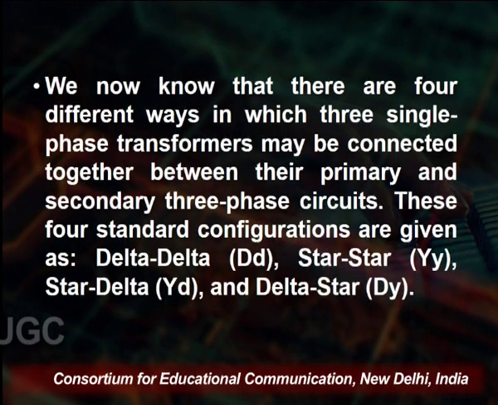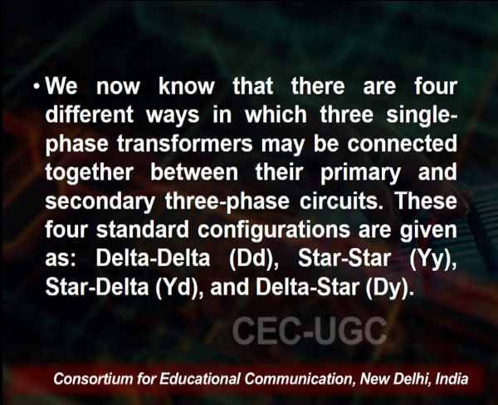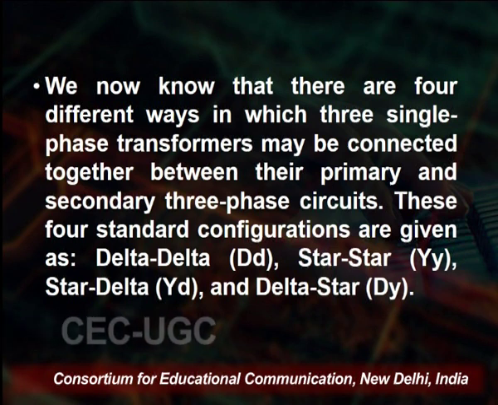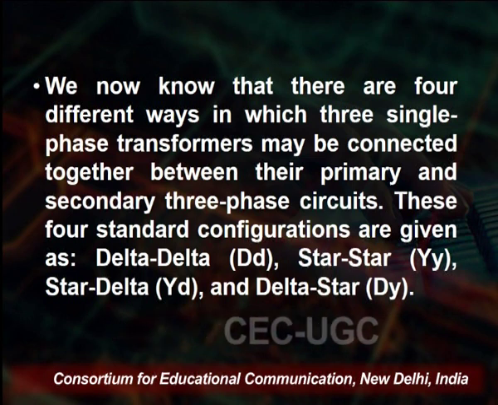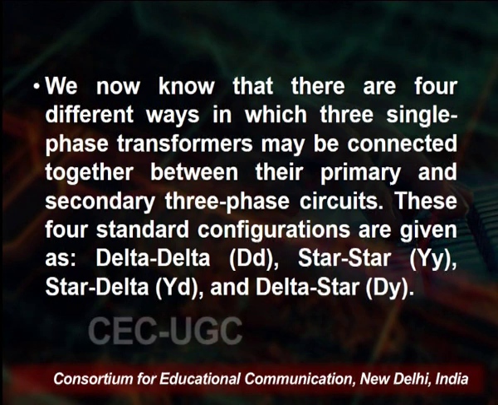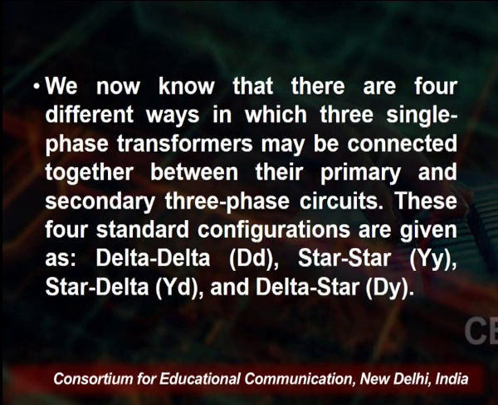So, we know there are 4 different ways in which 3 single phase transformers may be connected together between their primary and secondary 3-phase circuit. These 4 standard configurations are delta delta, D D, star star, that is YY, star delta, that is YD, and delta star, DY. All the combinations we can take, these are the 4 combinations.